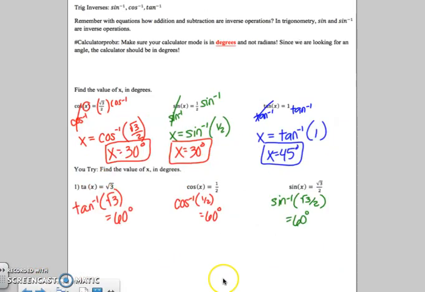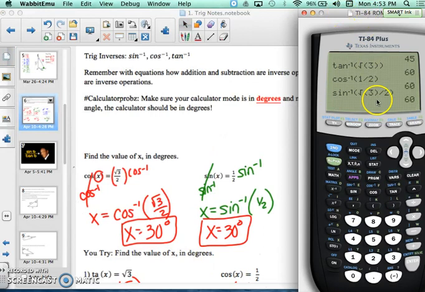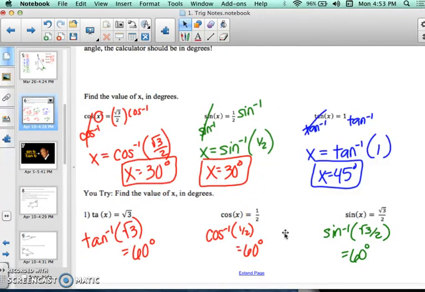You should have gotten 60 degrees for every single one of those, okay? Again, let me know if you have any questions, but this is what my calculator looked like. I did the inverse tan, cosine, and sine, and I typed them in. Again, your calculator might look different. I had to put parentheses. But that's how you find the inverse of something, okay? So that is how you find trig ratios and inverses.